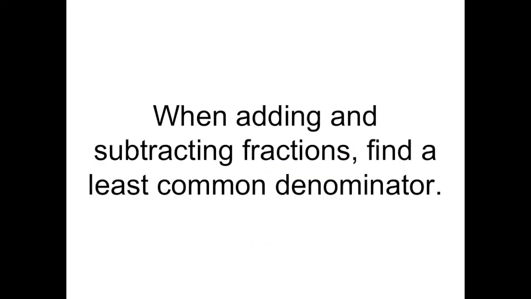When adding and subtracting fractions, find a least common denominator. Solve 2 over 7 plus 1 over 4. To add fractions, we need to find a common denominator among 7 and 4. So we need to find the least common multiple between these numbers.